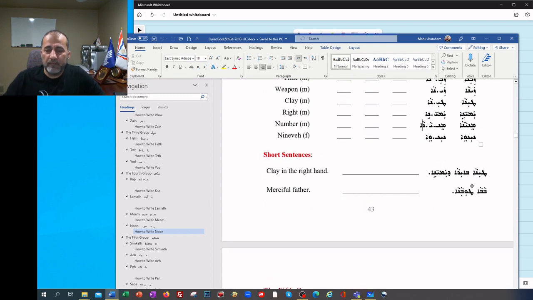Sentence here at the bottom of page 43. Tina bi'idha diyamna. Do you see Beth here? It means in or by, which is a preposition added before what? The noun. Tina bi'idha diyamna.